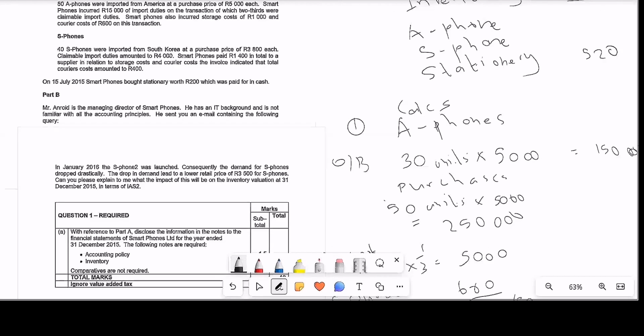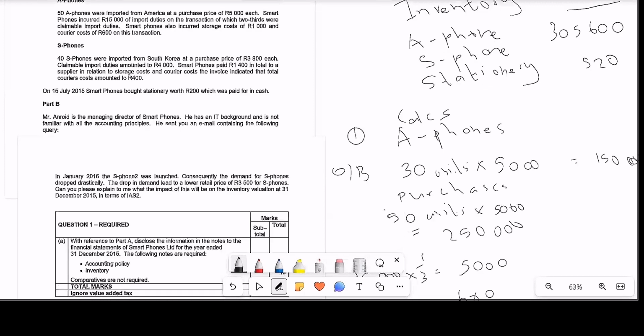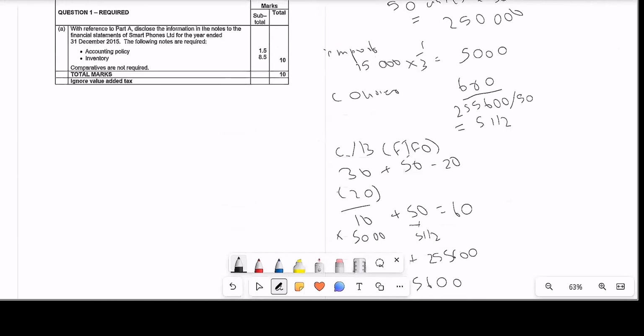So that will be how much we put here for the earphones, 305,600, the balance. So now let's do the S phones.